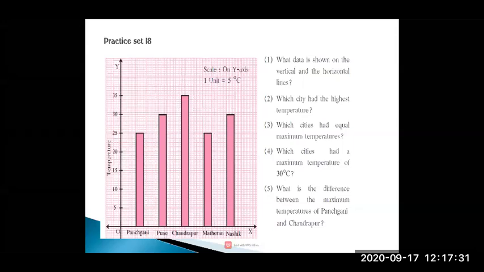Now moving to our next question. Our second question: which city has the highest temperature? You can observe. Very good. Which city? Chandrapur. Chandrapur has the highest temperature. So you are going to write the full statement: Chandrapur has the highest temperature. Okay. So we will move to our third question.